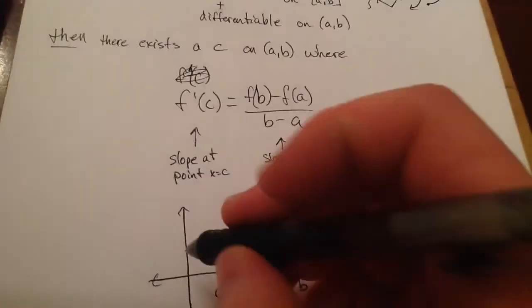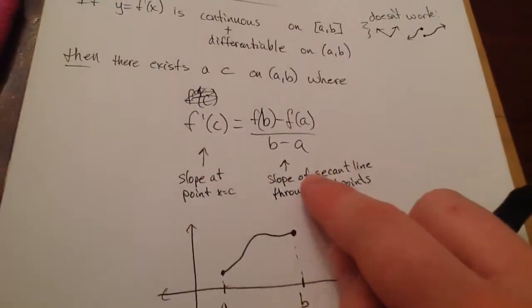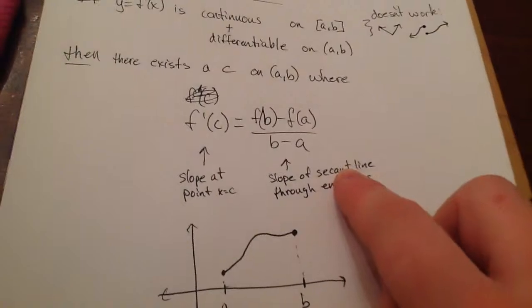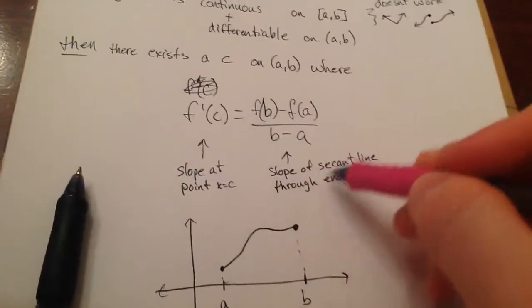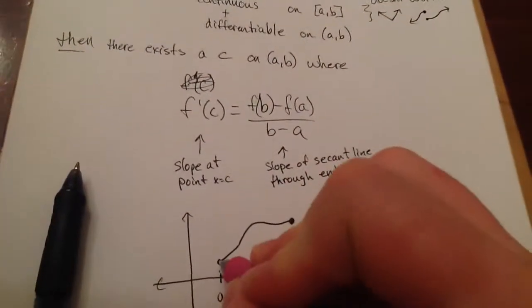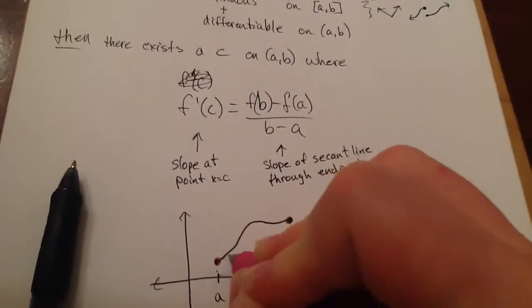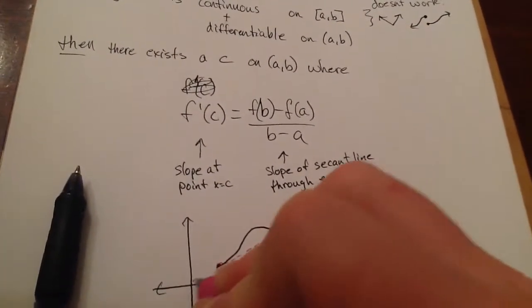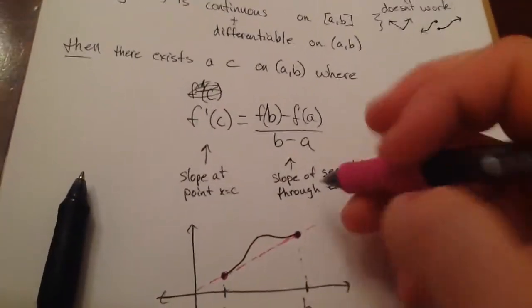So c is just some point in the middle of this thing, where the slope at that point will equal the slope of the secant line. Well, a secant line is just a line through two points. So all this side is saying is the slope of a line drawn through the endpoints. So if this is a right here, and this is b, if I draw a line through those two points, the slope of that line, that's this.